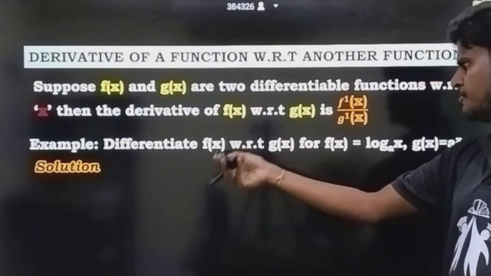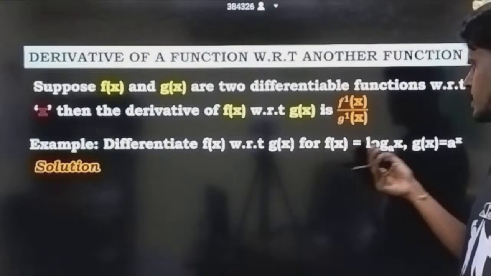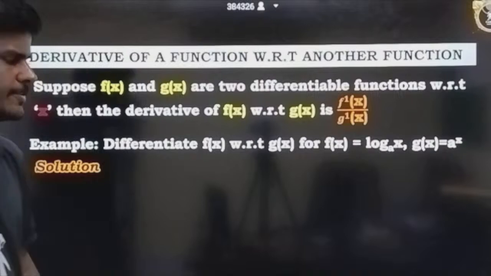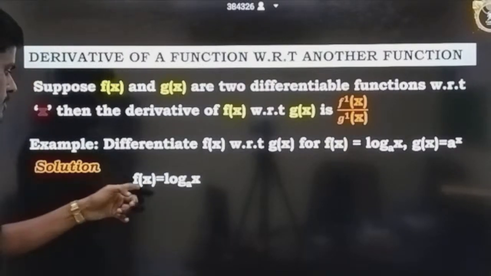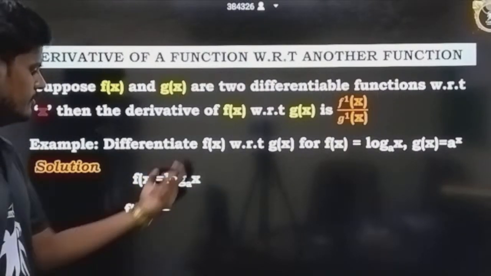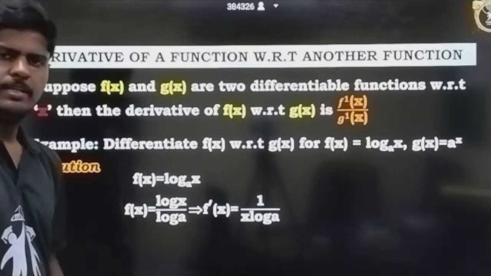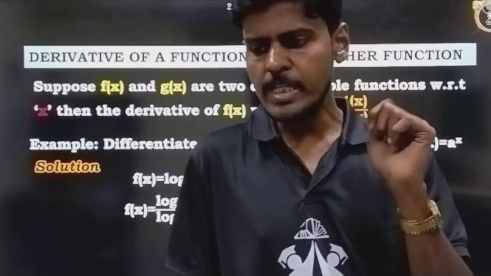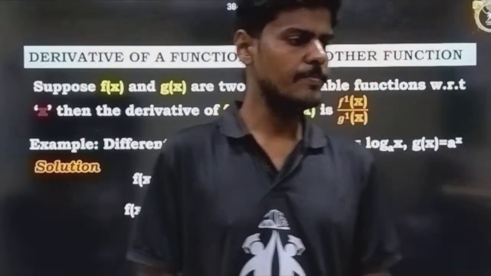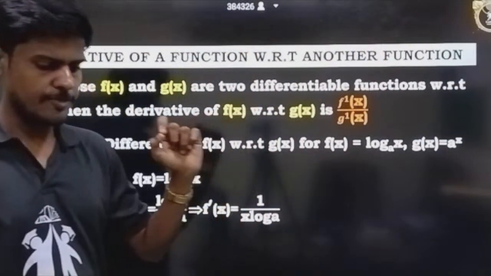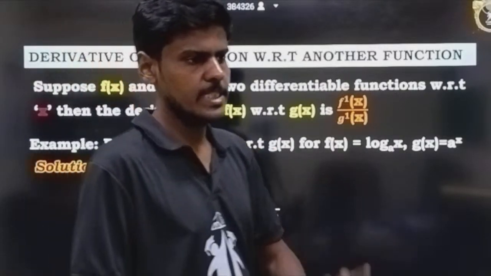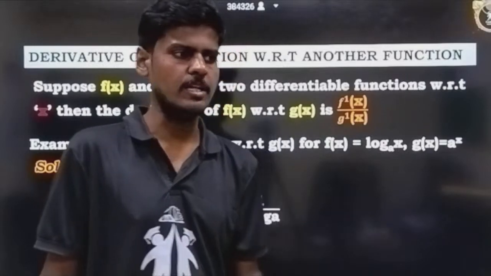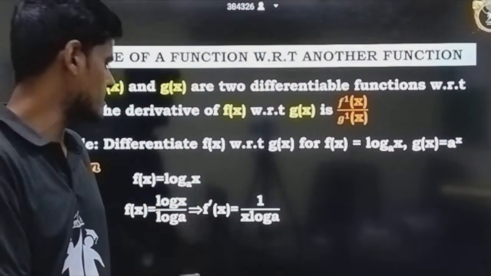For example, differentiate f of x with respect to g of x for f of x equal to log x base a and g of x equal to a power x. Now what is the solution? f of x is log x base a, which can be written as log x by log a to the base e, because whenever we differentiate, remember always the base should be e. Whichever function we are differentiating, it should always have base e. Otherwise, we have to convert it into base e and then apply differentiation or integration. Then you won't make any mistakes in this.